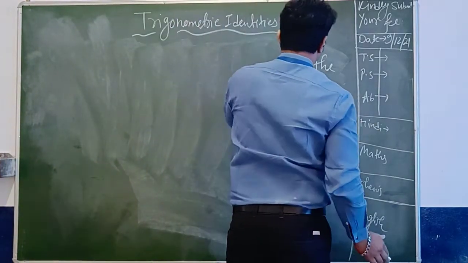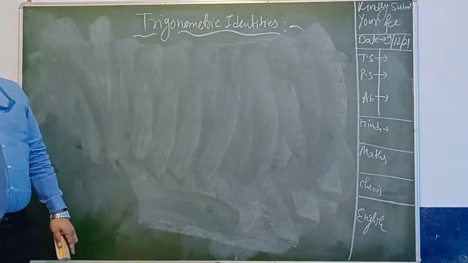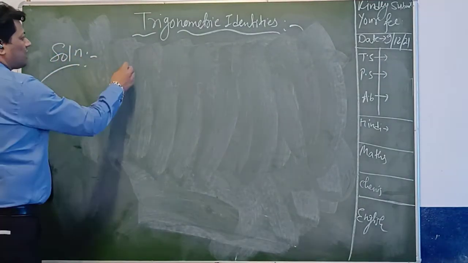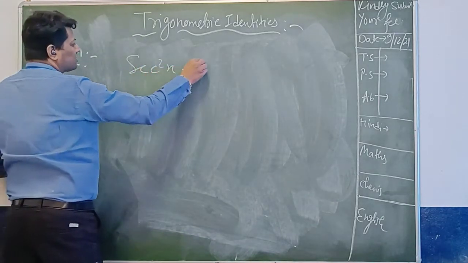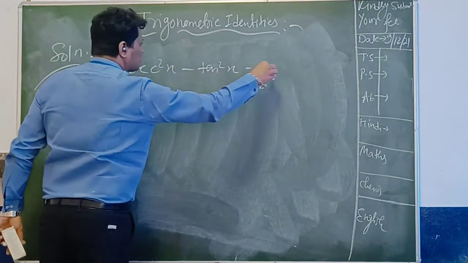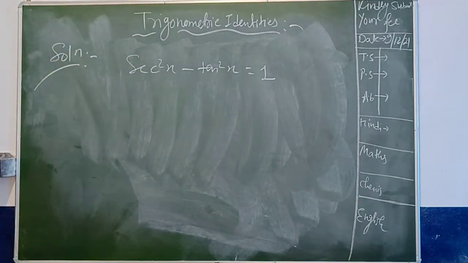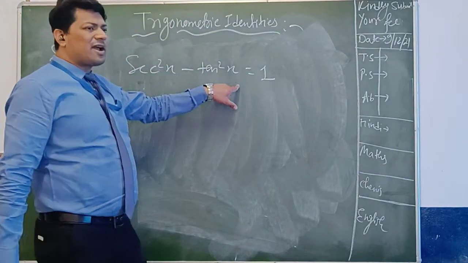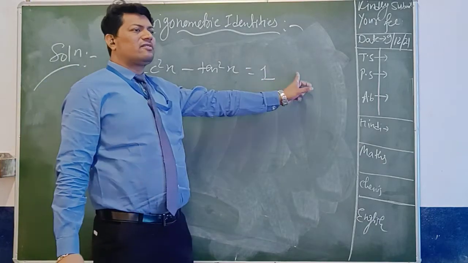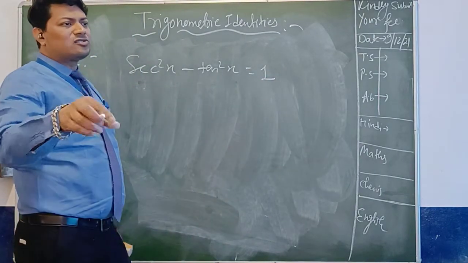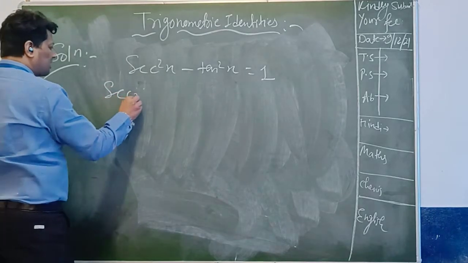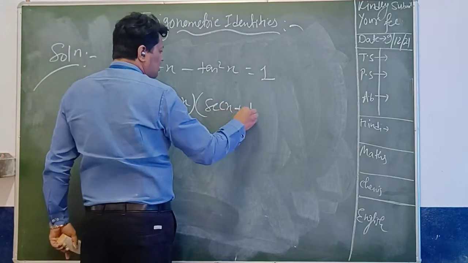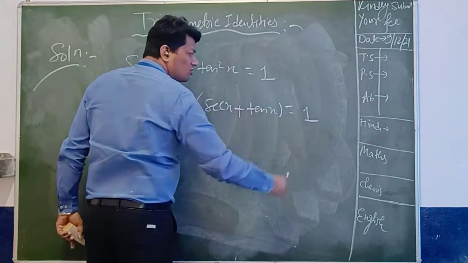As we all know, according to the trigonometrical identities, you can go for a solution of this question. Everybody knows that sec square x minus tan square x is equal to 1. This is of the form a square minus b square equal to 1. On this formula, a minus b, a plus b, we have sec x minus tan x, sec x plus tan x equal to 1.